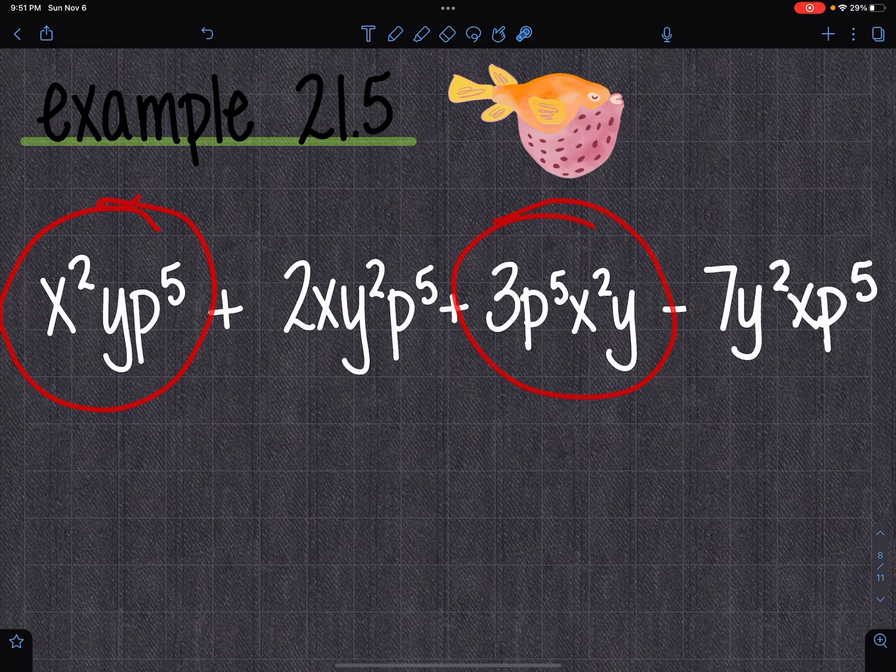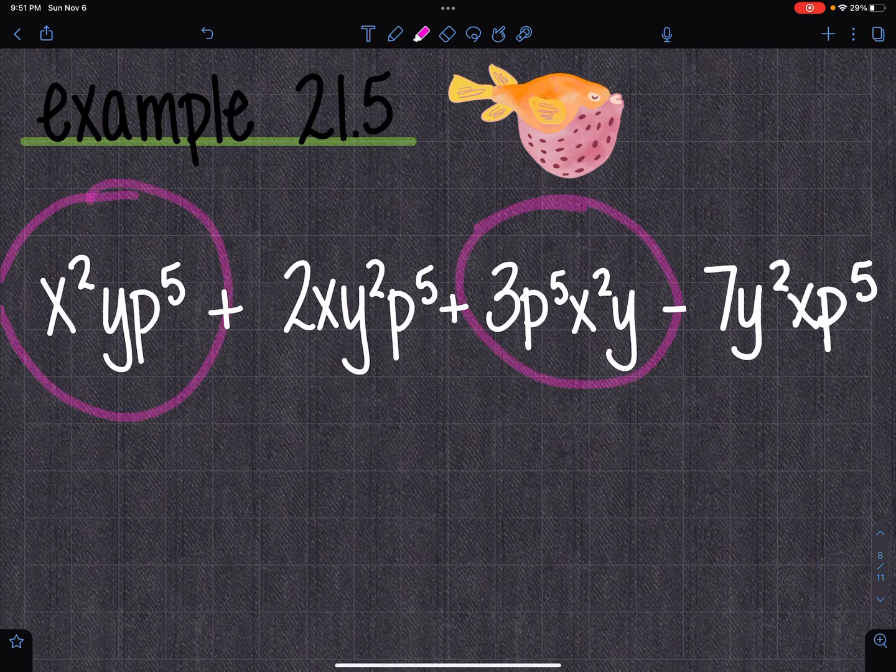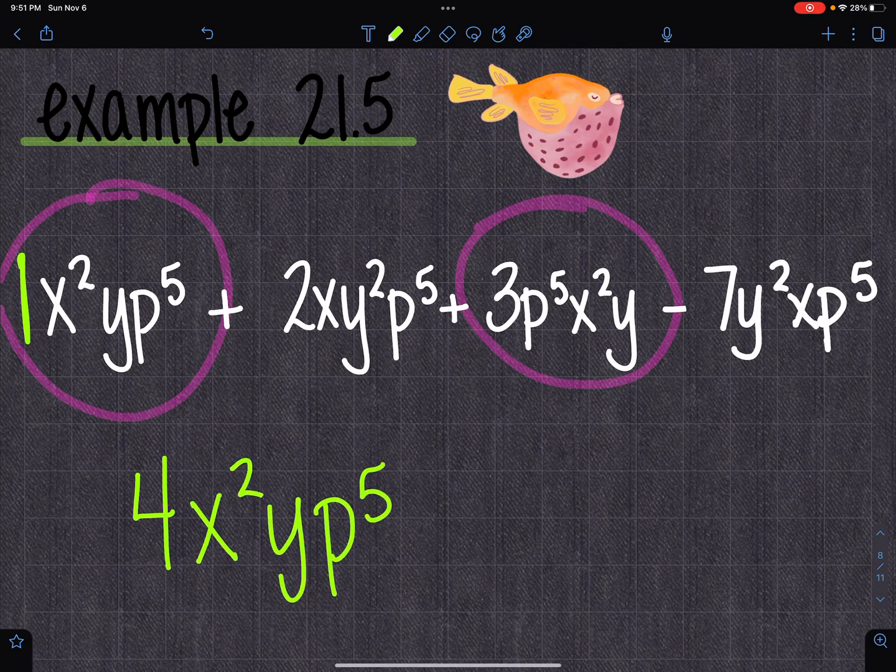Okay, so if these are the same terms, let's add them together. This has a 3 out in front of it, and this has nothing out in front of it, which means what? It means a 1. So if I add these two terms, 1x squared yp to the 5th and 3p5x squared y, then I'm going to get 1 plus 3 is 4x squared yp to the 5. Now, I dealt with this and I dealt with this. Now, those are dealt with. I don't have to deal with them anymore.